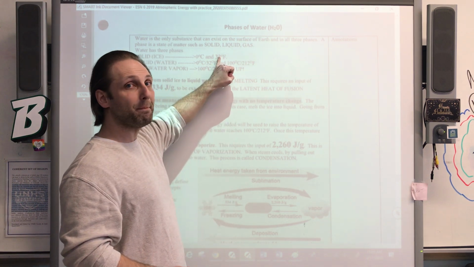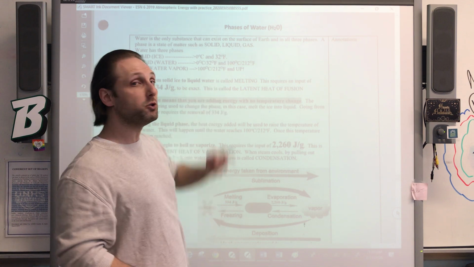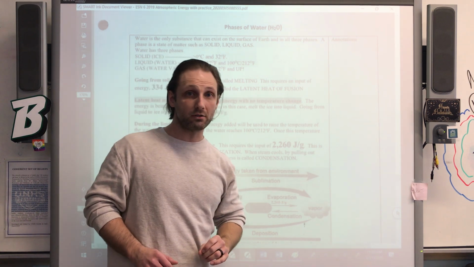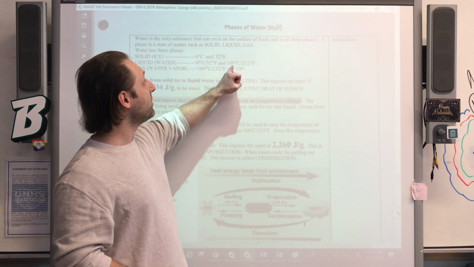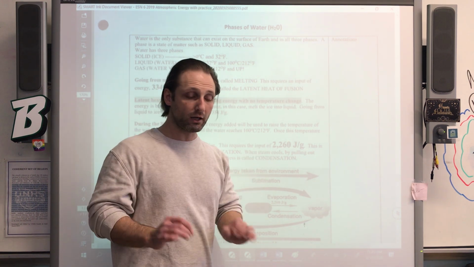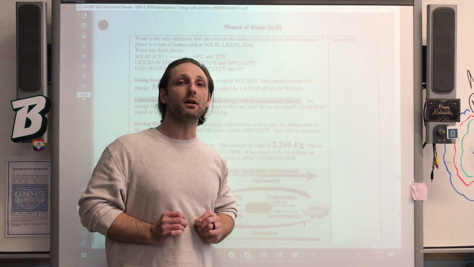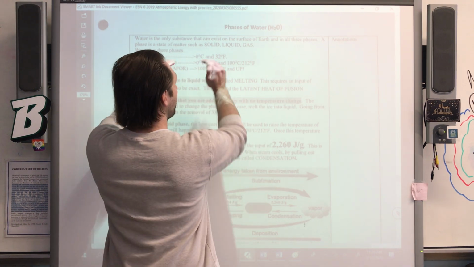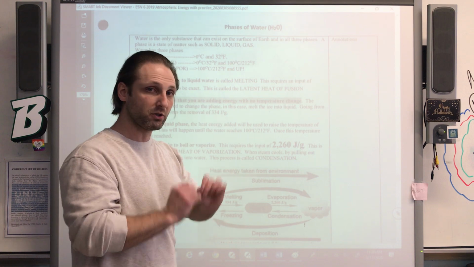Something special happens right at the 32 degrees Fahrenheit mark, 0 degrees Celsius mark, and at the 100 degrees C, 212 degree Fahrenheit mark. There's a different thing that takes place there. But at those ranges I'm just referring to, those are the phases.